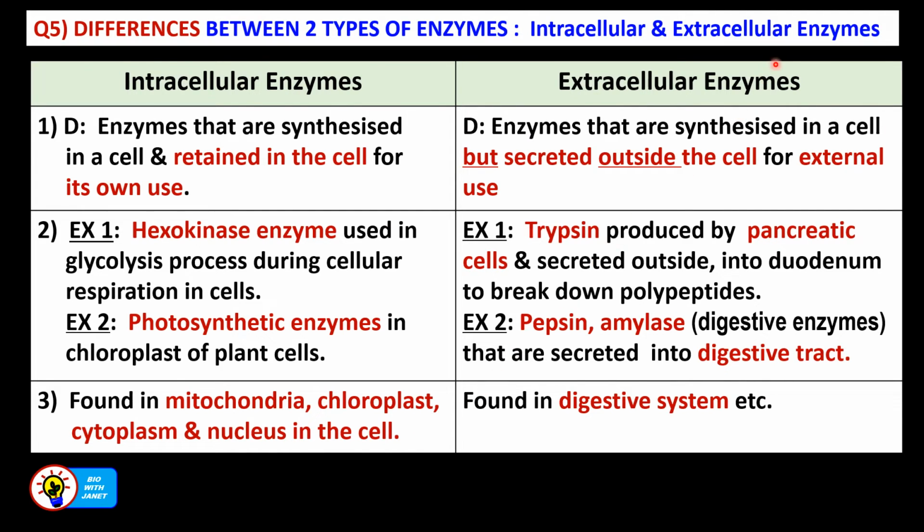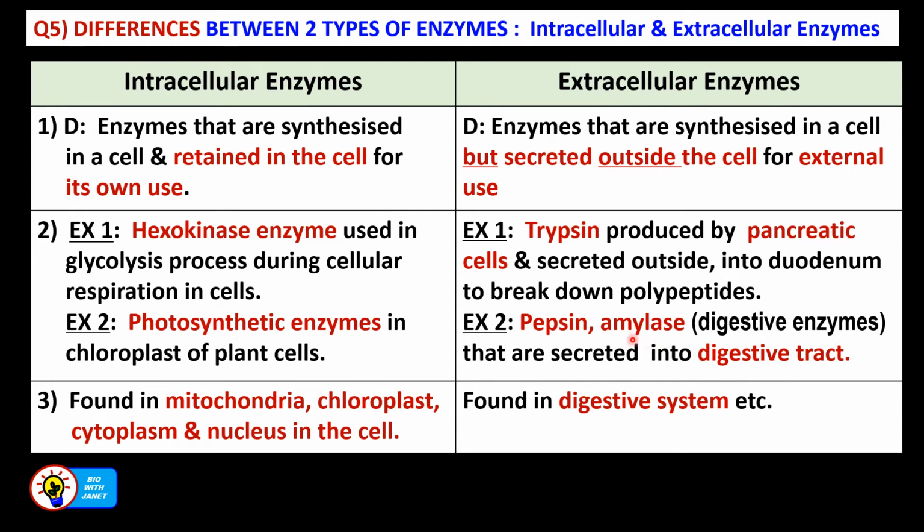Now, let's look at extracellular enzymes. The word extra means outside. So these enzymes are synthesized in the cell too, but they are secreted outside the cell for external use. They are not used in the cell which produces them. Examples are the digestive enzymes such as trypsin, which is produced by the pancreatic cells in the pancreas, but they are secreted outside into the duodenum to break down the polypeptides in the food to form peptides.